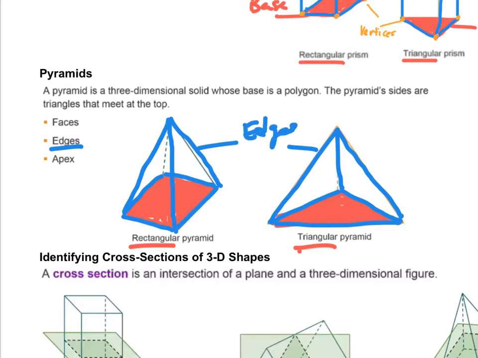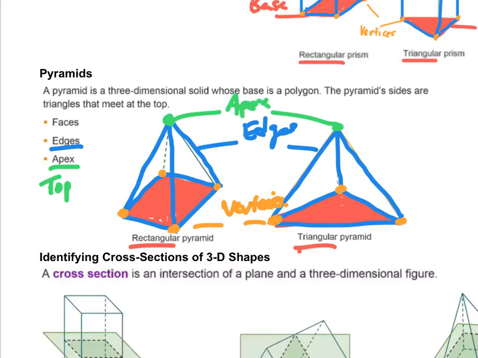You also have vertices in pyramids, which are these bottom parts here. These are vertices, if you can read that, sorry. However, we also have this thing called an apex, and the apex is the top of the pyramid. So this point here, the top of the pyramid, we're going to call the apex of the pyramid. Okay, so we've got those as well.